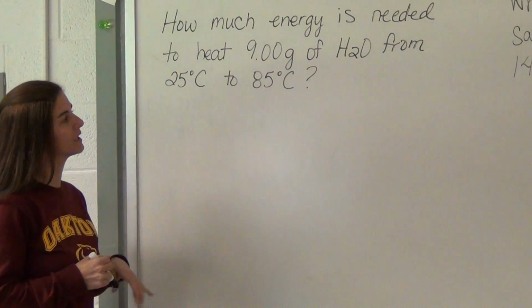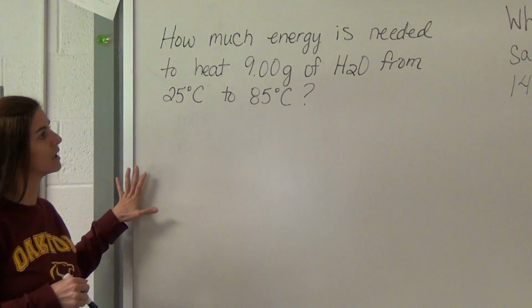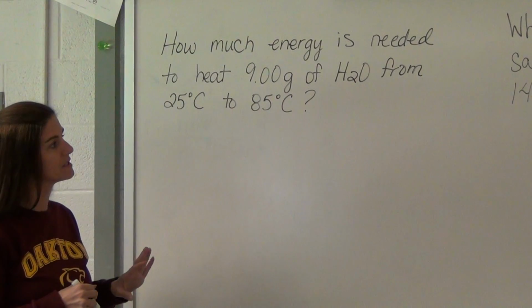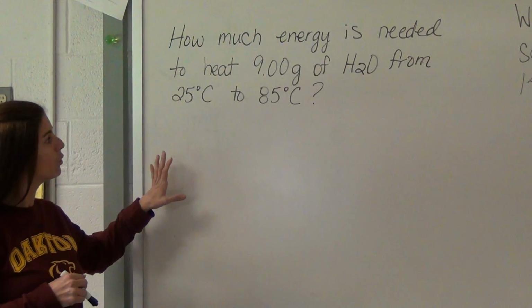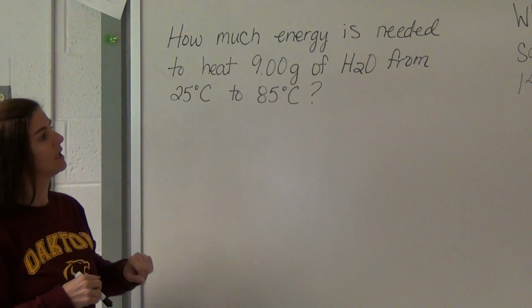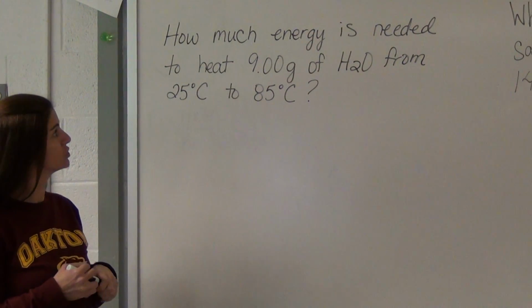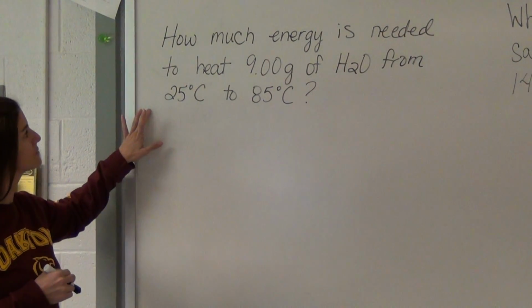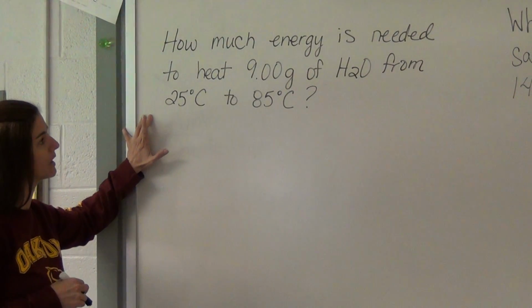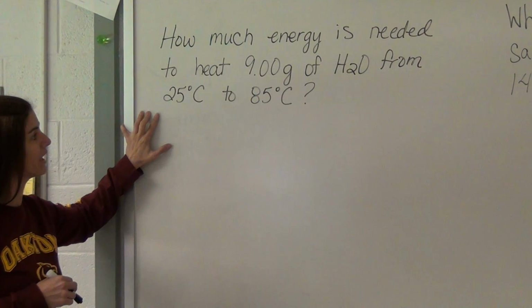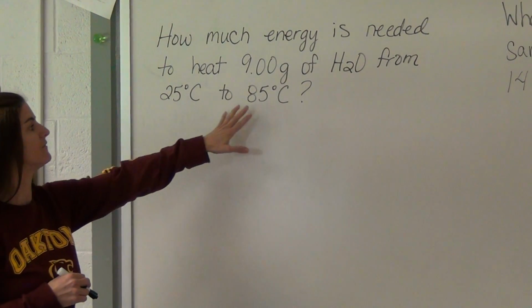Okay, today we're going to look at a couple examples for different heat calculations. Remember, we've got two different formulas that we can use, one dealing with temperature change and one dealing with if there's no temperature change. So let's look at this problem. It says how much energy is needed to heat 9 grams of water from 25 degrees Celsius to 85 degrees Celsius.